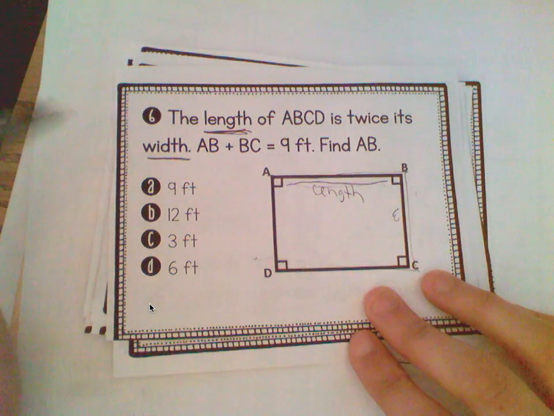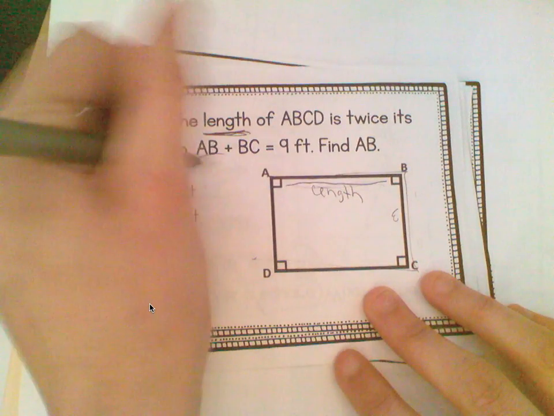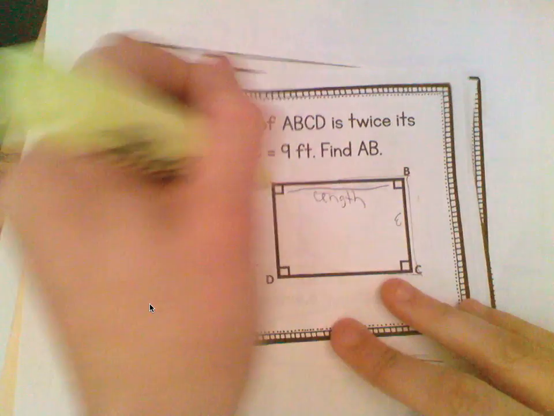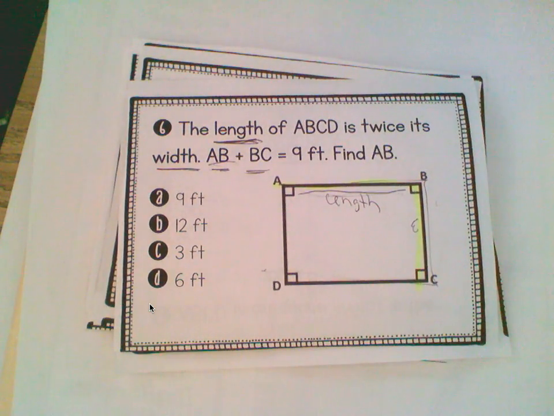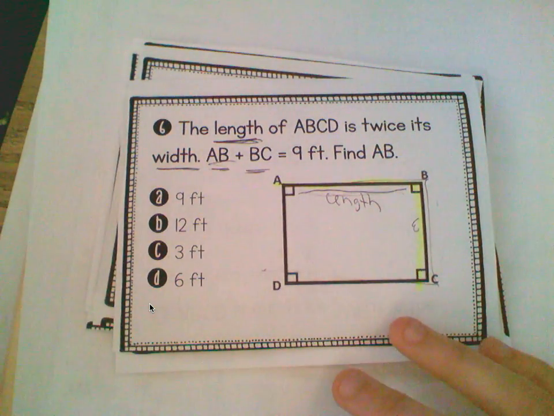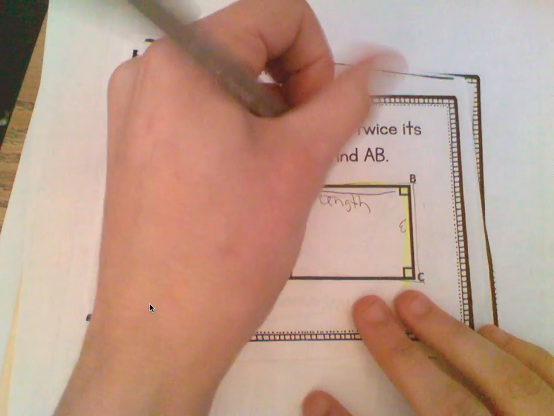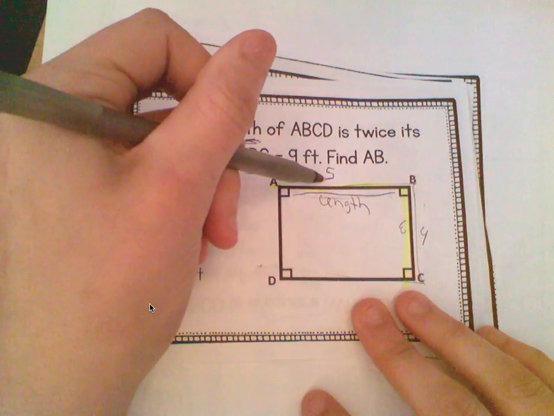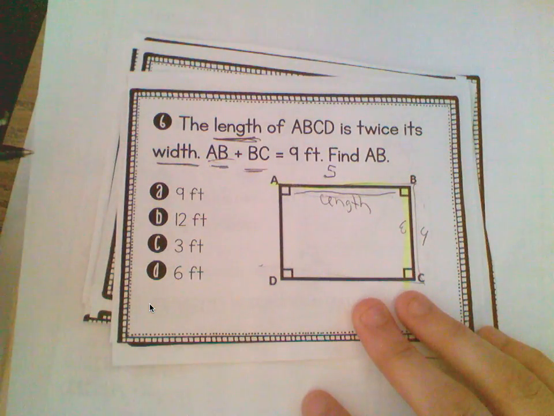But they're telling me something else. They're telling me that if I add A to B plus B to C, I will get 9 feet. So if I take this side plus this side, I get 9. So if I'm adding 9, I'm going to kind of guess and check here. I'm going to think if this is 5 and this is 4, because I know my length is longer. 5 plus 4 is 9. However, that can't be the answer.